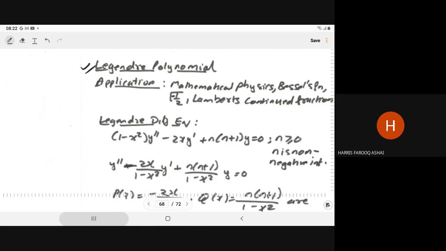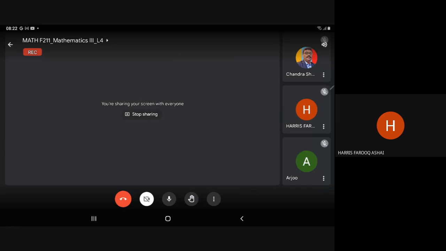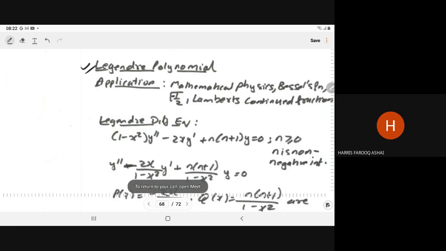Lambert continued fraction means if you have to determine the value of 1 plus 1 upon x plus 1 upon x plus 1 upon x plus 1 upon x plus and so on. So if it continues, to determine the value of this, means in place of x we have 2, 3, 4, 5, so what will be the value? If you have to determine that, in that case also we require this Legendre equation.